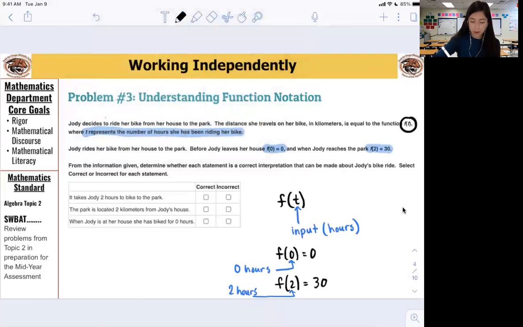Okay, well then I also have an output. There's my output, and there's my output. So let's actually read again. What does the output represent? The other thing we're measuring here, we're comparing the number of hours to the distance. So the distance is my output. So here, 0 means that she has traveled 0 kilometers. Whereas on the second example, 30 represents 30 kilometers.